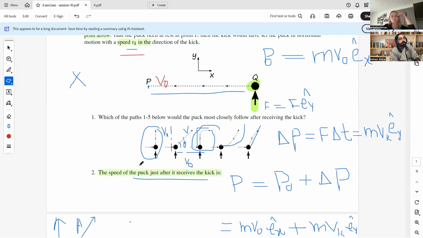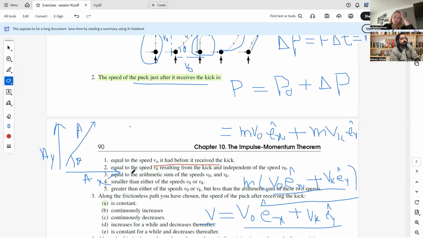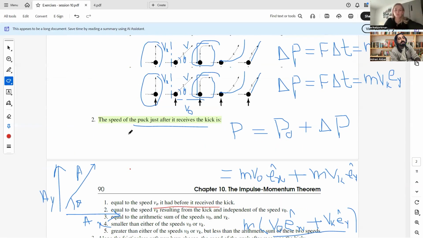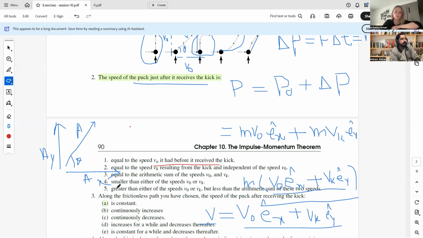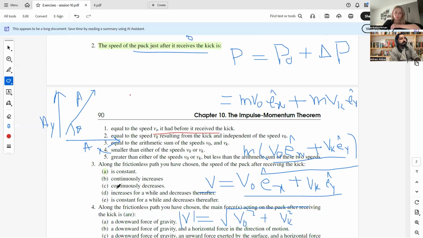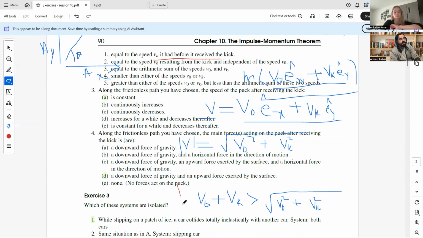So it is wrong. For the second option, let us check: equal to the speed vk resulting from the kick and independent of the speed v naught. No, it cannot be independent of the speed v naught, because v naught is its initial push due to which it is moving from point P to point Q. It is not possible. Equal to the arithmetic sum of the speed v naught and vk: we have checked here, it is not equal to the arithmetic sum. It is actually greater than the velocity or the speed. In other words, you can say here I can replace v because it is actually the speed.